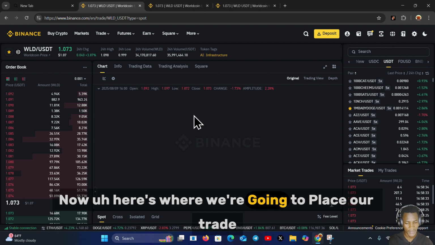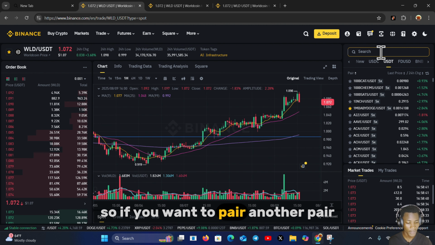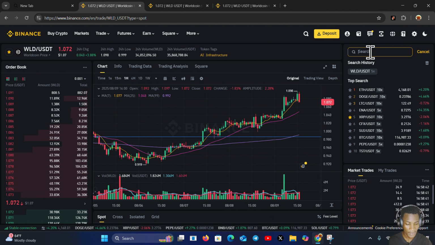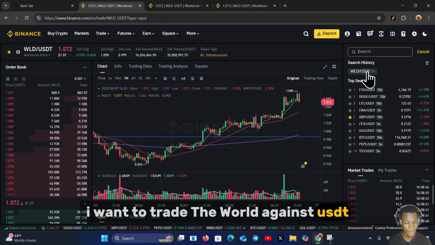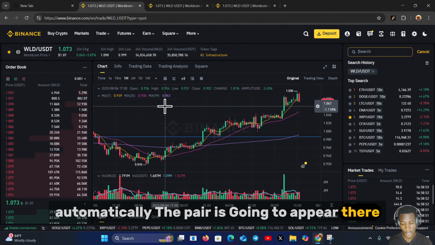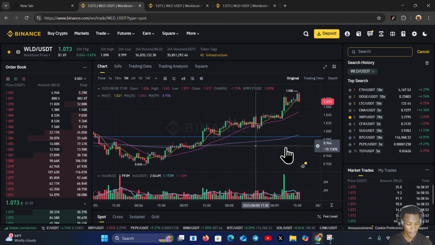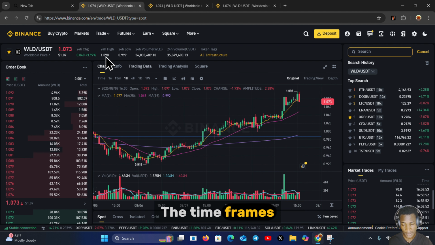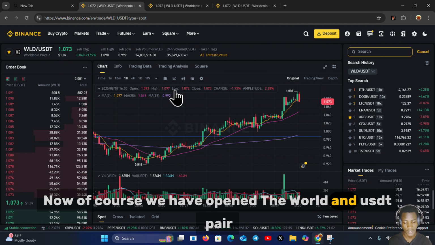Now here's where we are going to place our trade. It depends on the pair you want to trade. If you want another pair, just come and search here for the pair you want. In my case, I want to trade Worldcoin against USDT. When you click on it, the pair automatically appears, and you're going to have the graph, the order book on the side, the market trades, the time frames, and all of that. Now of course we have opened the WLD and USDT pair.